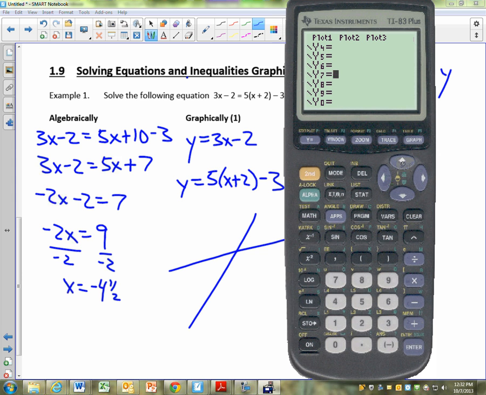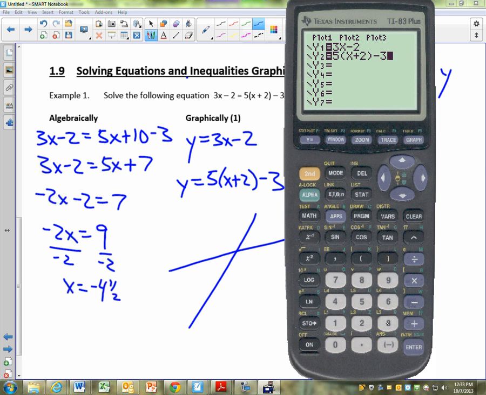Another thing that people like to do is they like to go up to the top here and they like to turn your plots on. And sometimes if there's something wrong with your plots, then your calculator gets angry at you as well. Well, all you got to do to take them off is just press enter on them and it'll take them off. So once we have a calculator that's clear, it's clean, it's good to go, we just type them in. 3x minus 2. And then for the next one, 5 parentheses x plus 2 minus 3.